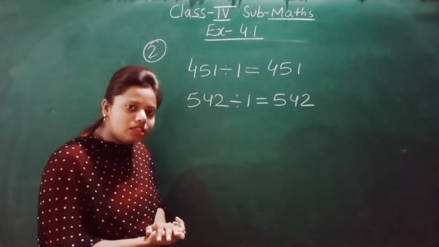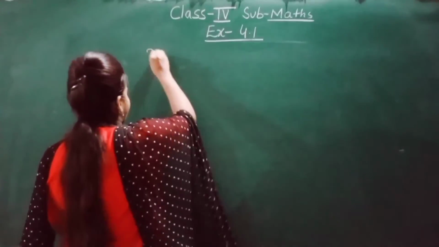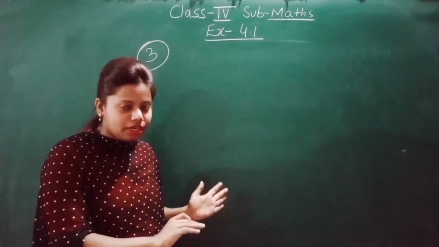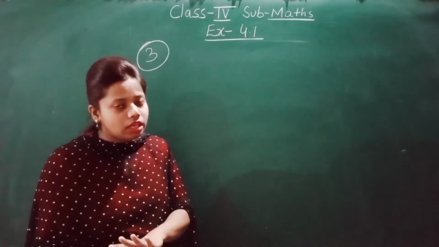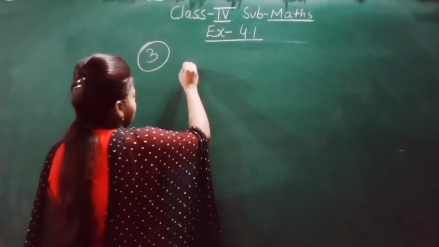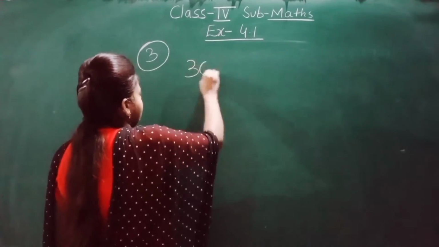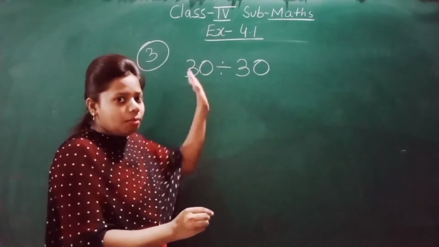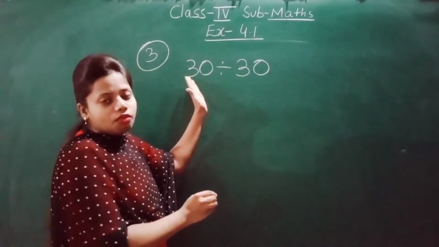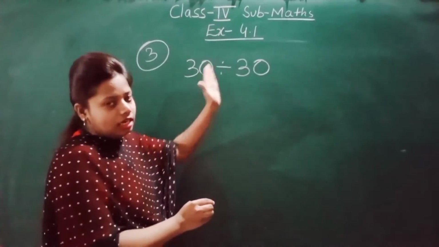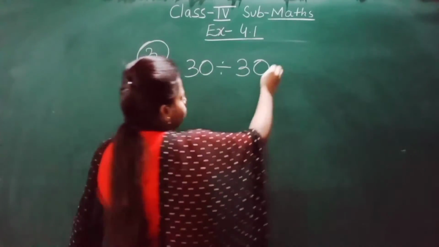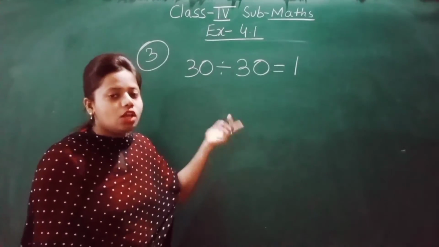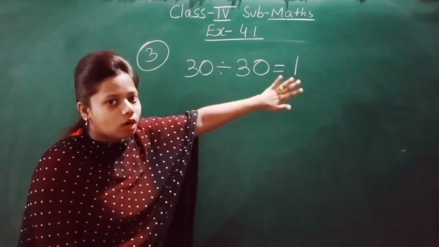Now let's see property number 3. Property number 3 is that any number divided by itself gives 1 as the quotient. See it: 30 divided by 30. Divided by itself means whatever number is here, the same number is there. So what will be the quotient? 1. Why? Because 30 ones are 30.